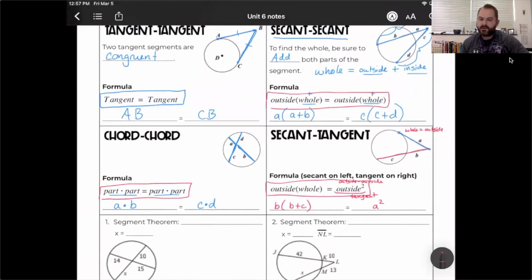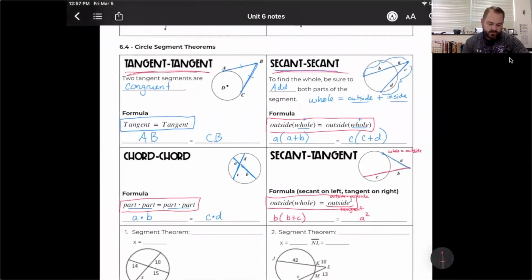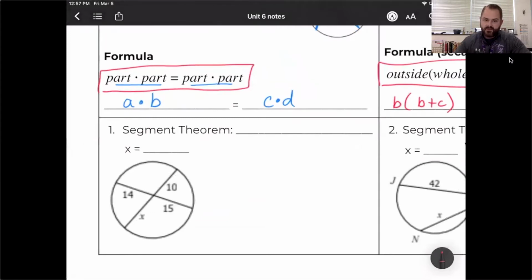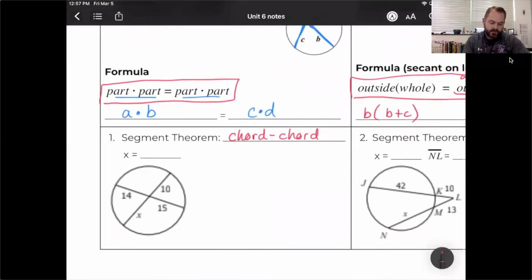to solve problems now. So the first thing we do is identify the segment theorem. These are your segment theorems. These words in bold are your segment theorems for each one of these. So as I look at number 1 here, these segments are chords. Both of these are chords. And so this is a chord theorem that I'm using. Chord is still right here.